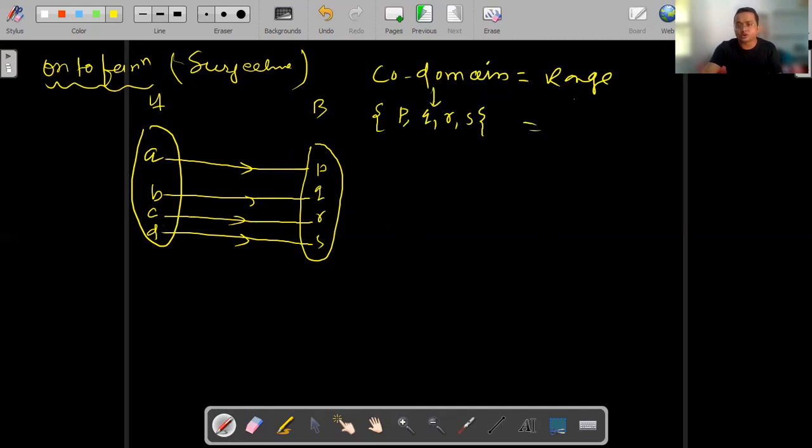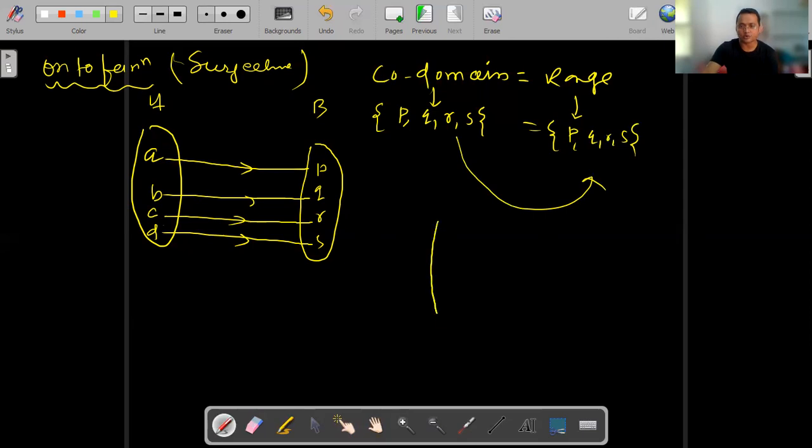And you tell me what is the range? Range is the mapped elements. So which elements are mapped in set B? You can see that P, Q, R, S. So you can see very clearly that codomain is equal to range. Getting it? Codomain is also PQRS and range is also PQRS. So we can say that this is an onto function, and you can also say a surjective function. Clear? One more example I am taking.